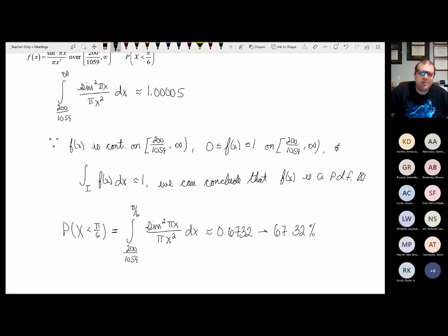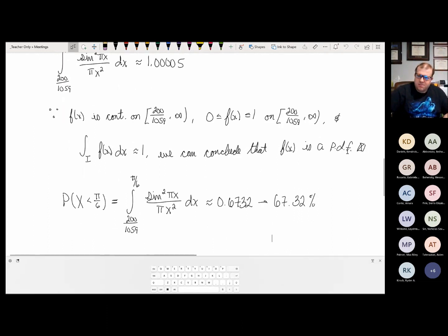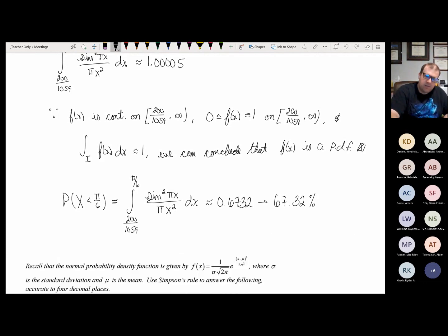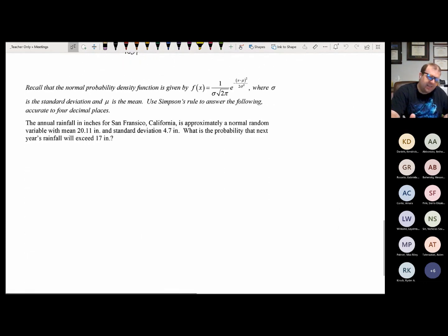Right. Now, in the study of probability theory, there is one distribution that is really important, right? We spend a lot of time studying this particular type of continuous distribution function. It is the normal density function.